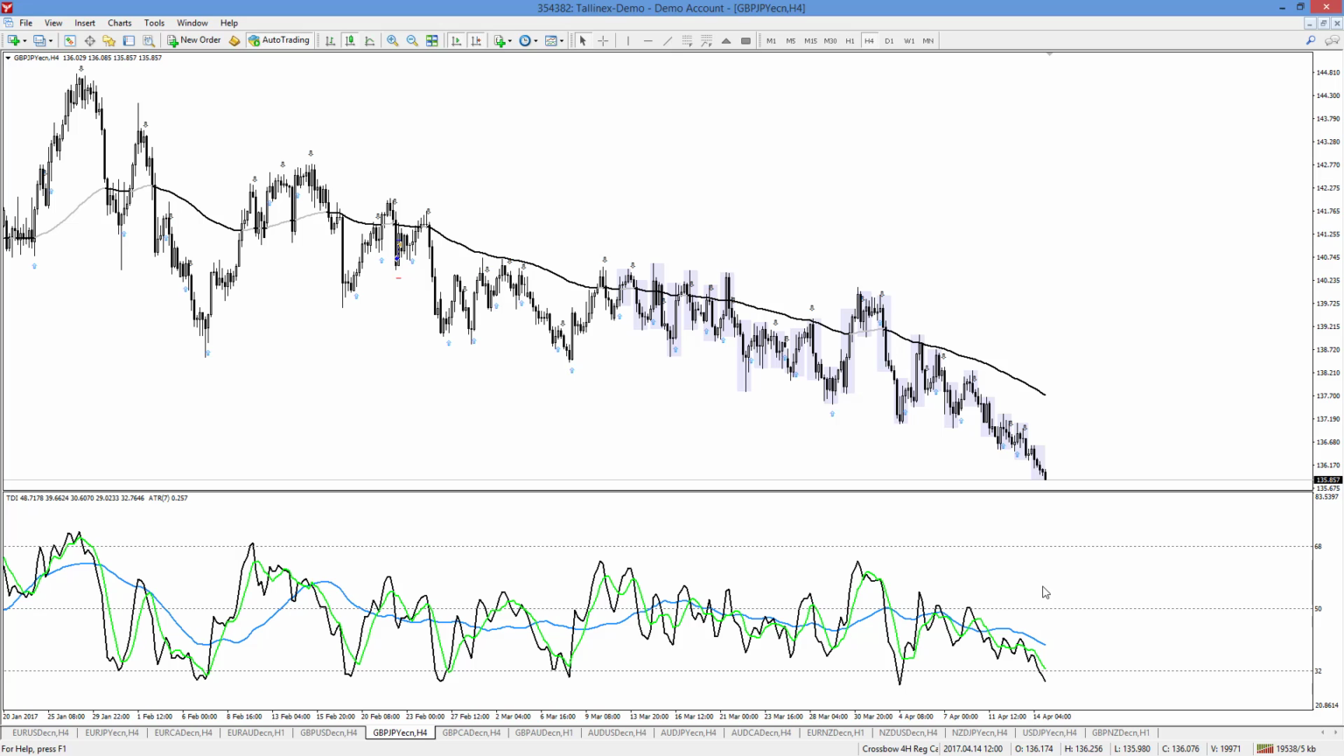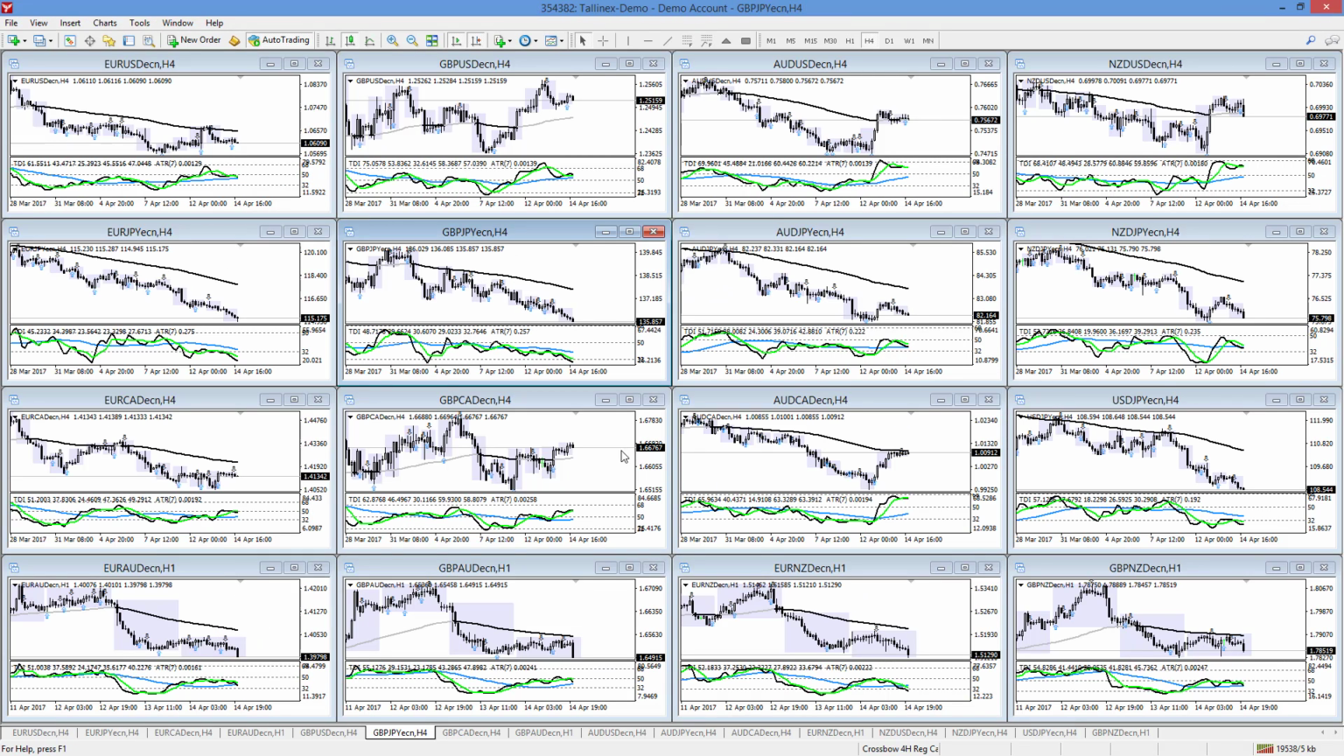Pound Yen doing the same thing, pushing down to new structure lows right around the 136 even handle, 135.85s, and our RSI and trade signal line oversold, market baseline pushing down to the extreme. I'll be watching that as well. Let's look at some 1-hour charts.